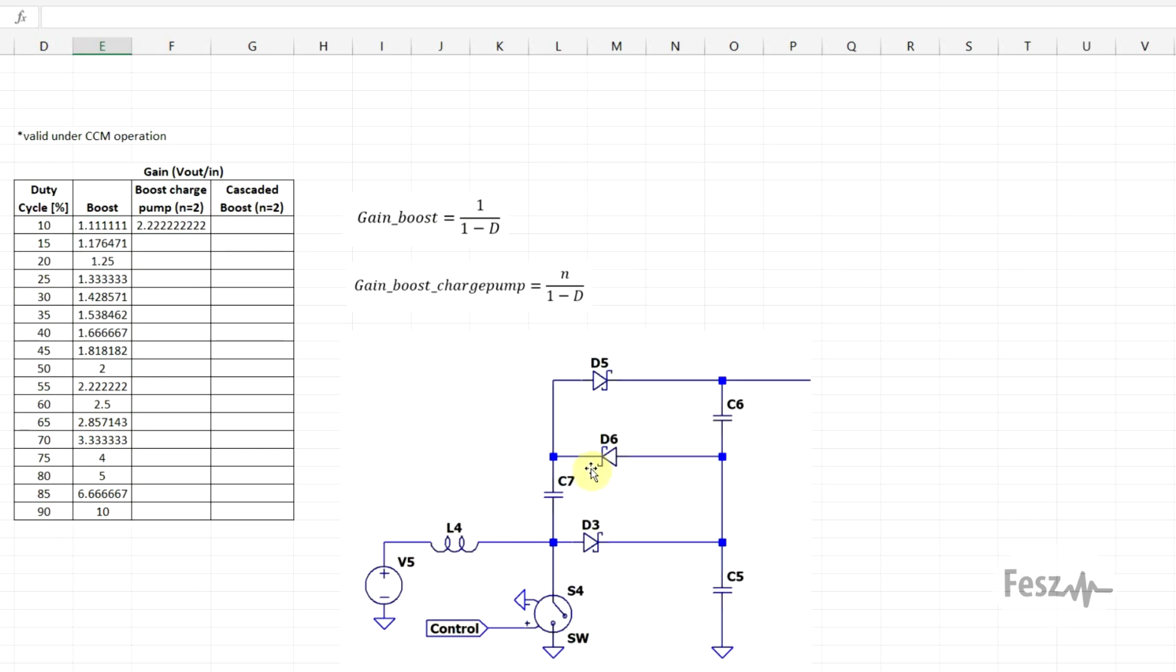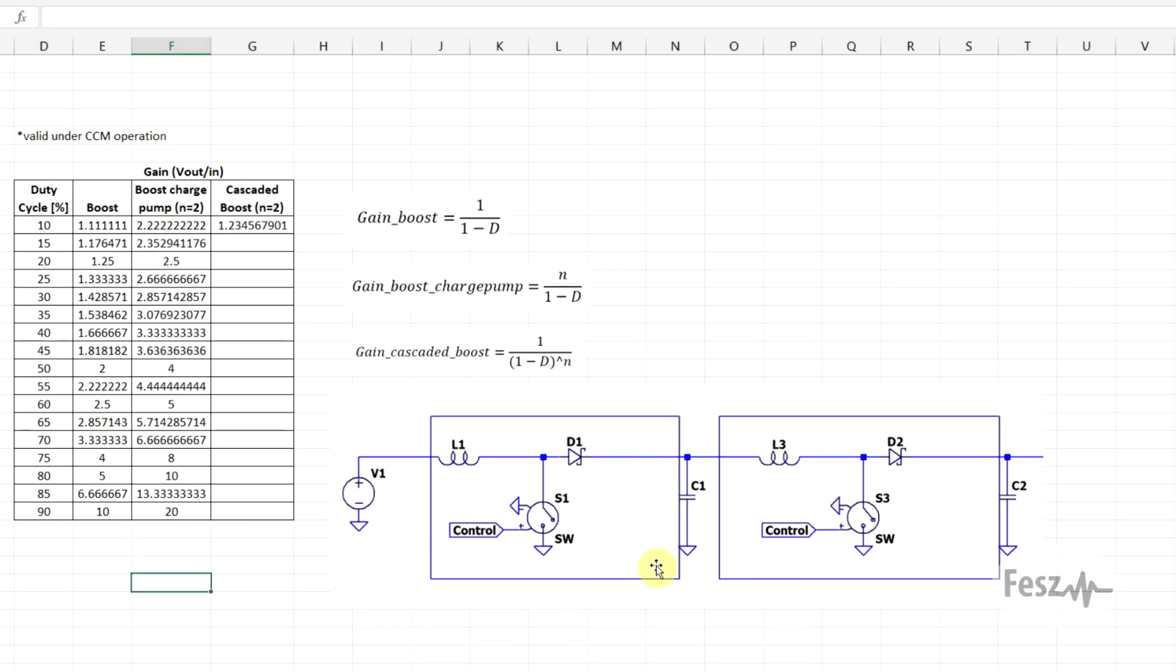Now, moving on to the boost charge pump, the output will be the previous value multiplied by the number of charge pump elements. So for a single charge pump cell, we should get double the initial value. So with this setup, we are getting a clear improvement, giving us a maximum gain of 20. So in our formula, this then represents the multiplication of the charge pump stage.